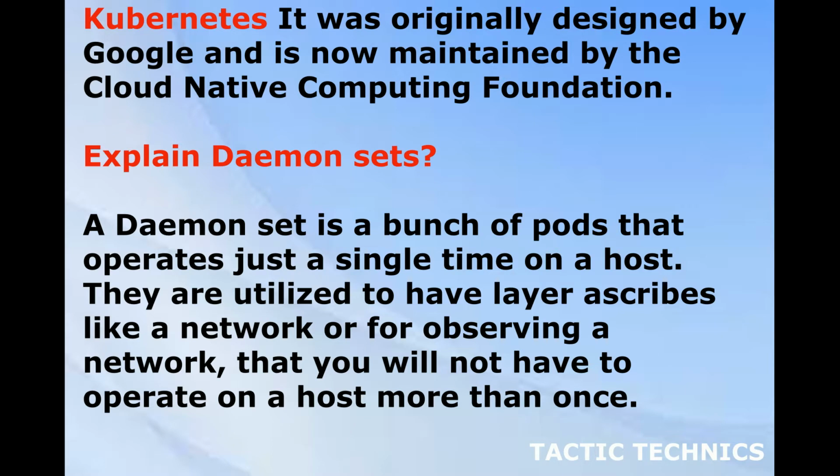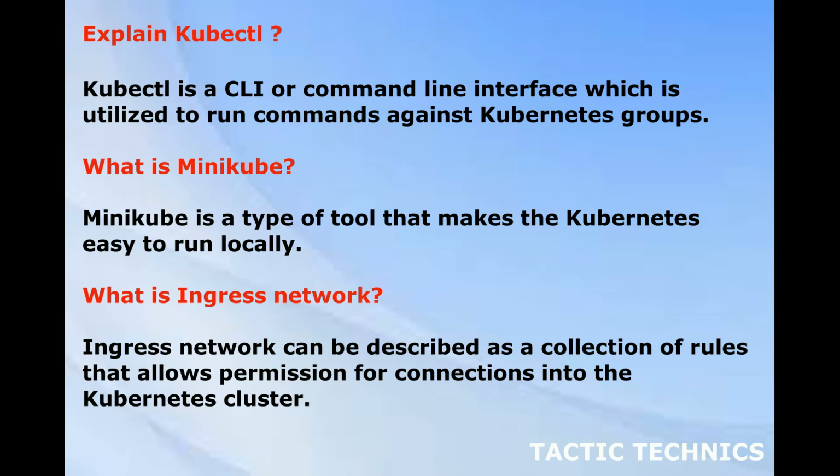Explain daemon sets. A daemon set is a bunch of pods that operates just a single time on a host. They are utilized for layers like network or for monitoring a network, that you will not have to operate on a host more than once. Explain kubectl. Kubectl is a CLI or command line interface which is utilized to run commands against Kubernetes clusters. What is Minikube? Minikube is a tool that makes Kubernetes easy to run locally.